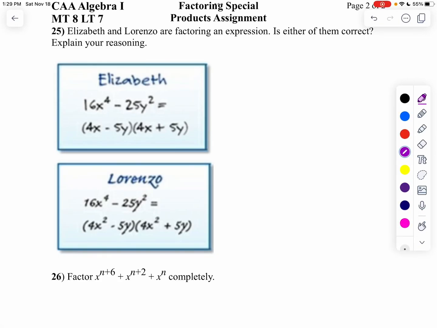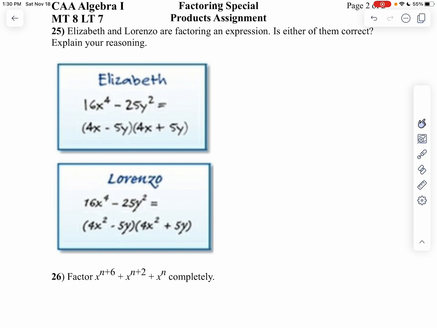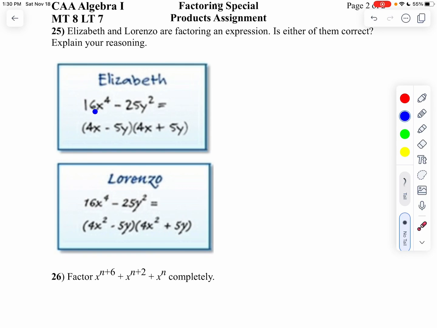Looking at page 2 of your assignment, we want to know who factored correctly, if anybody, between Elizabeth and Lorenzo. So let's start by looking in detail at how Elizabeth factored this. We see 16x to the fourth minus 25y squared. So I think that's a difference of squares.